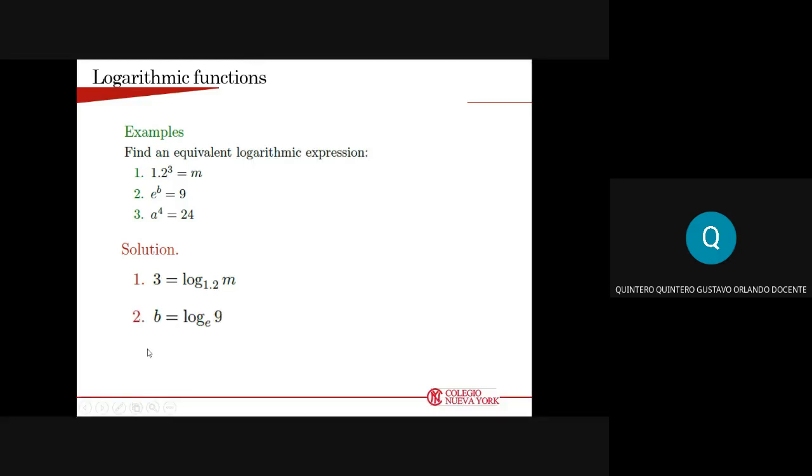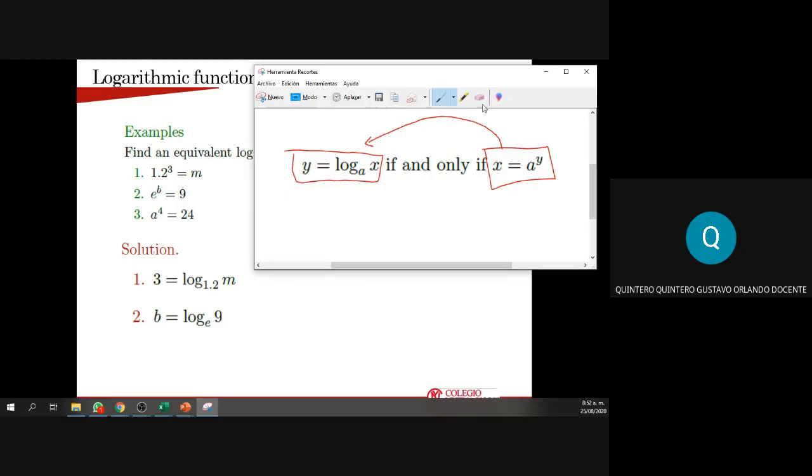Number 2. Remember, the exponent is the one that is going to be the answer. The exponent is now the answer, right? So here the exponent was b. That means b is now the answer. We have b equal to something.